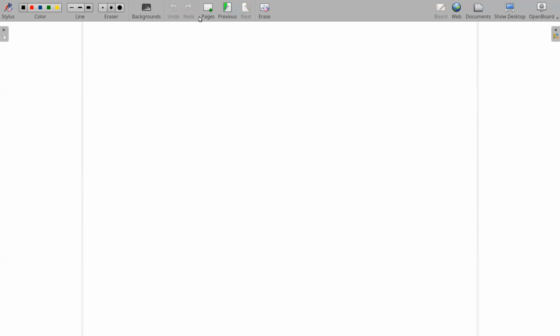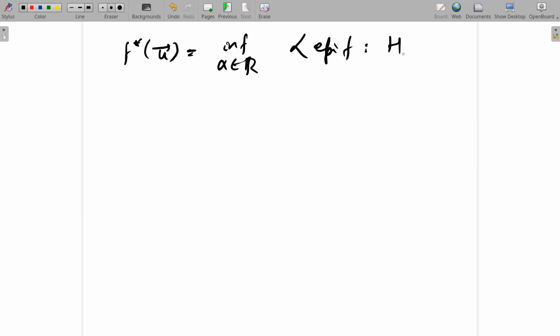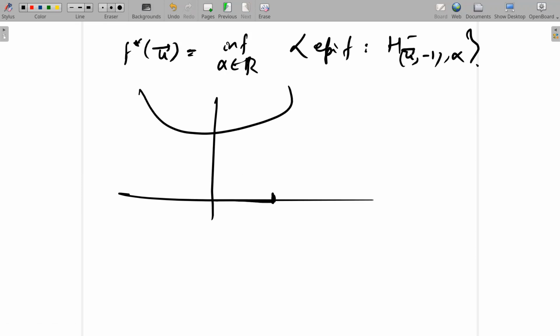All right. So how do we interpret this? Let's rewrite this conjugate function of a convex function. That is the smallest real number alpha such that the epigraph of f is contained in the closed half space governed by u, minus 1, and alpha. So if I have this convex function and I chose this vector u, remember my domain is R, so f star is going to be a function on R because f is a function on R.